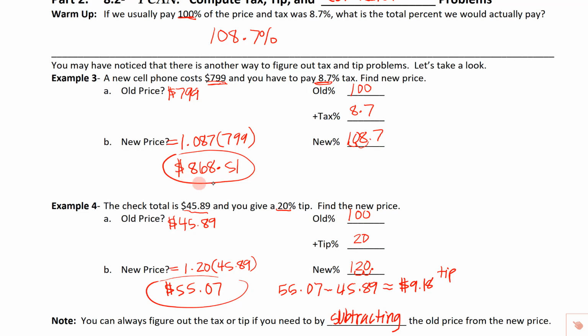So again, you would take your new price, which is our $868.51, and subtract our original price, or our old price, our $799. When you subtract the two, you end up with $69.51, and that ends up being your tax, since this problem is dealing with tax. So that's just another way to find the tax.